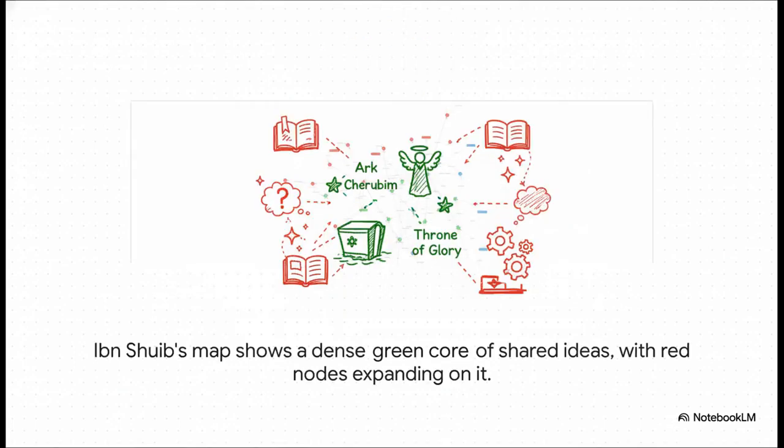Let's just zoom in for a second on that convergent map, the one for Ibn Shu'ab. You can clearly see that dense green core of shared ideas, the ark, the cherubim, the throne of glory. This is the absolute heart of Ramban's argument. And Ibn Shu'ab's own ideas, all those red dots, they're like satellites orbiting that core. He's not breaking away, he's building out from the foundation that was already there.